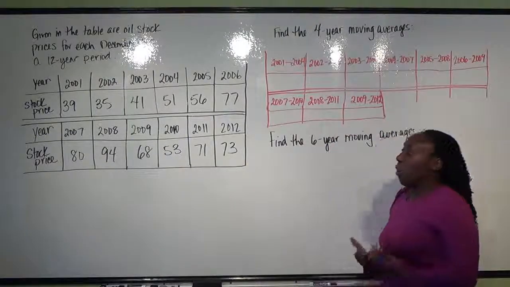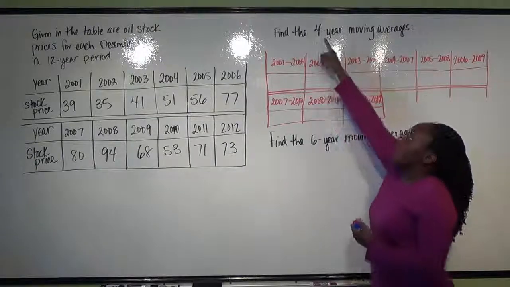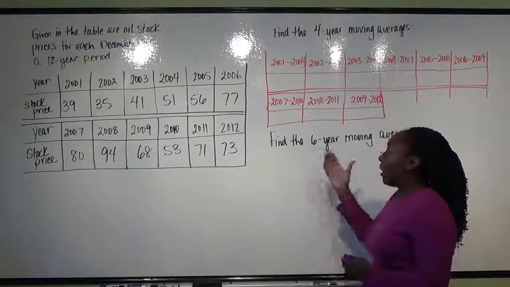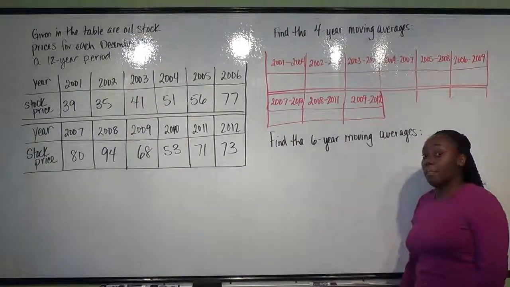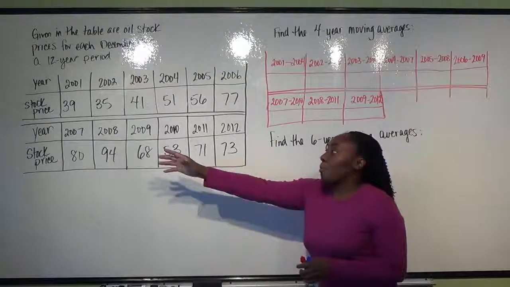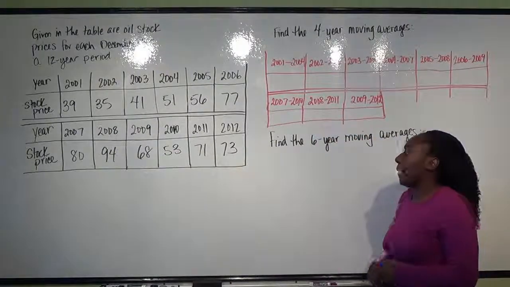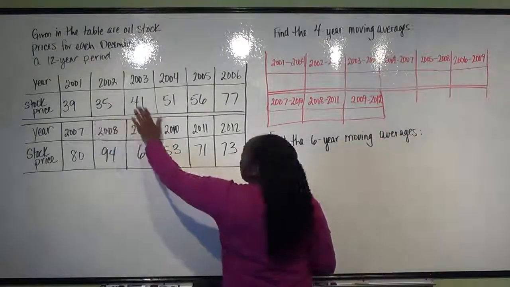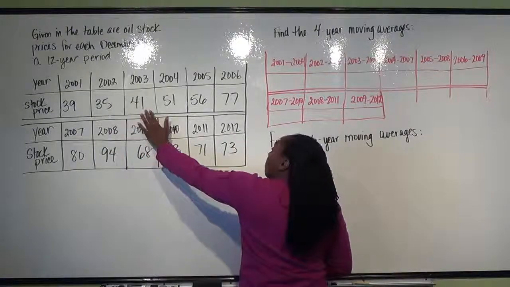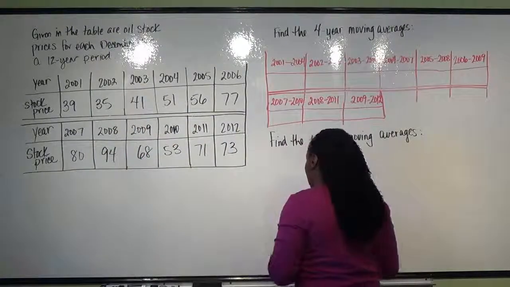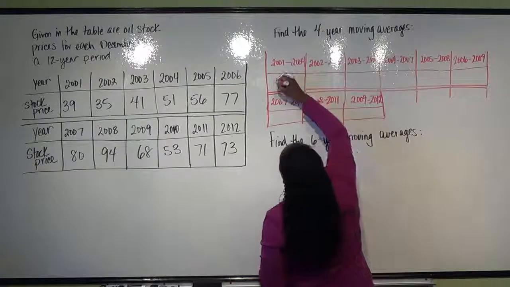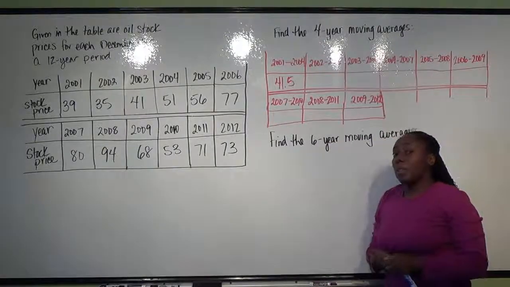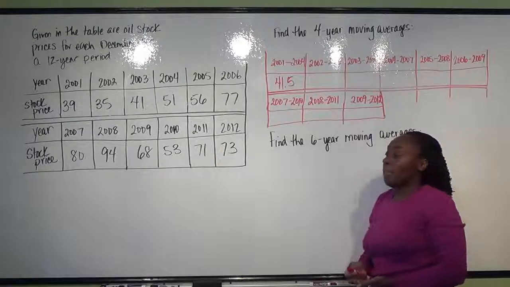The long part, or the hard part of these problems, is based on the N in your moving average, how many of these you're going to have to do. So the bigger my N, the more numbers I'm going to have to average. The smaller the N, the more averages I'm going to have to find. Okay? And so in this case, if I look at my 4-unit moving average, so for 2001 to 2004, 39 plus 35 plus 41 plus 51, I'm going to add those up and divide by 4, and I'll get 41.5.